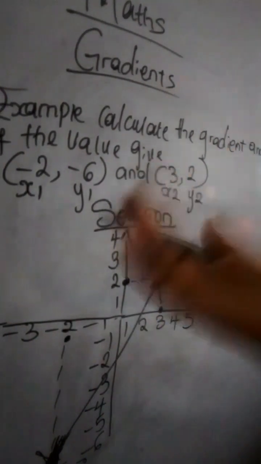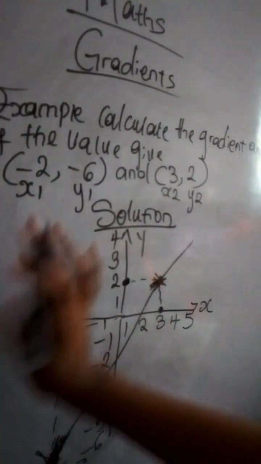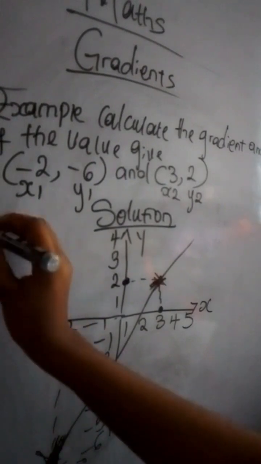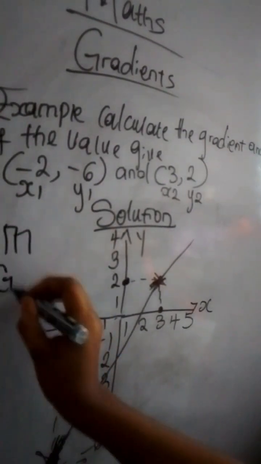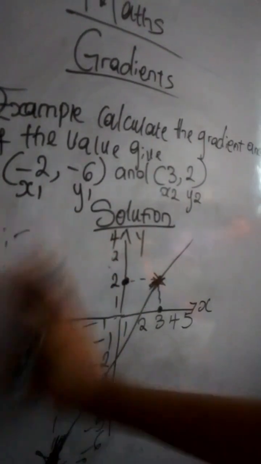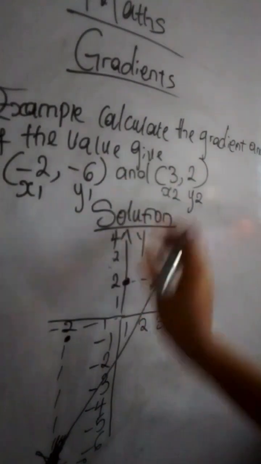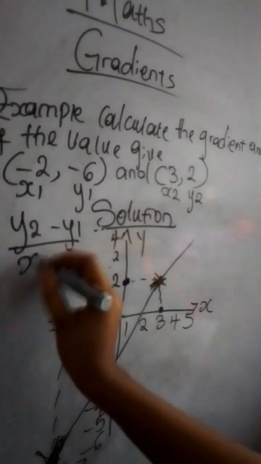Now for further calculation, we have to calculate it directly. This is the formula. For you to understand better, anywhere m is given, it is the gradient. Where m is given, it represents gradient, and when you say gradient, it also means m, so don't be confused. So, move to the next level. To find the gradient directly, we have our formula as y2 minus y1 over x2 minus x1.